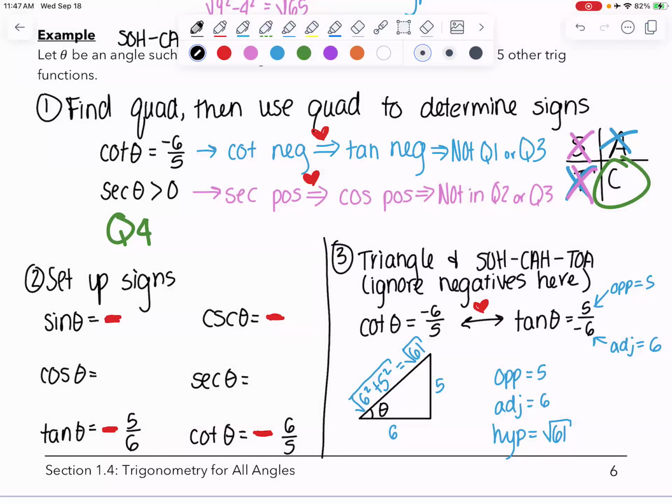SOHCAHTOA for sine: sine is opposite over hypotenuse. Opposite is 5, hypotenuse is the square root of 61. The flip-C-flu for its soulmate cosecant, cosecant is going to be negative square root of 61 over 5. For cosine, cosine is equal to adjacent over hypotenuse. So adjacent is 6, hypotenuse is the square root of 61. And secant is equal to the flip-C-flu of cosine. So that'll be square root of 61 over 6. And that's that.